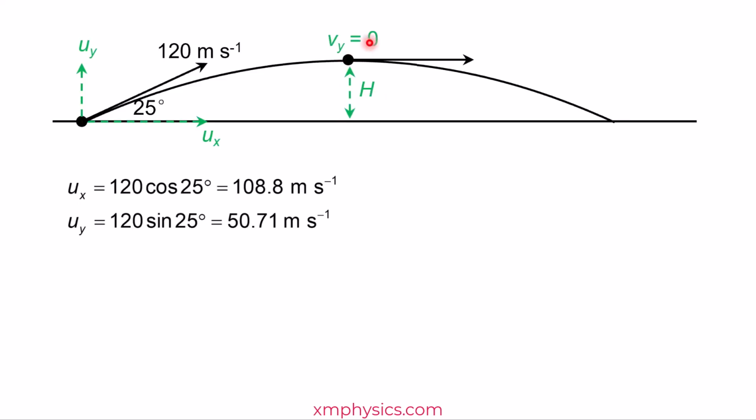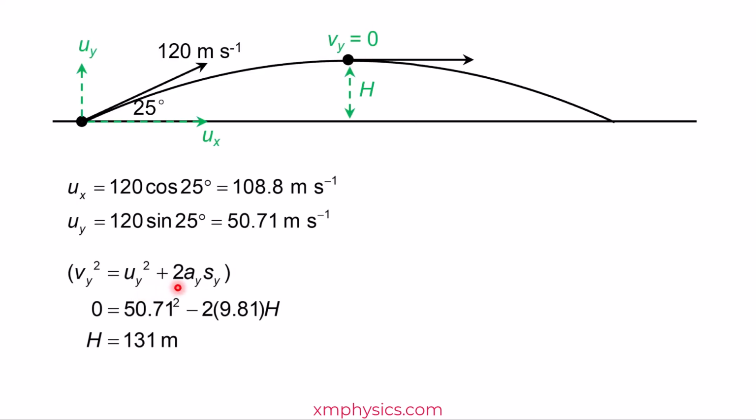So how do we obtain the maximum height? Use the fact that the vertical velocity is 0 when it's at the top. So use the v squared equals u squared plus 2as formula. We are working on the vertical motion, so all the v's, u's, a's and s are all vertical components. We purposely put the vertical velocity to be 0 so that the vertical displacement will correspond to the maximum height that we're trying to solve.